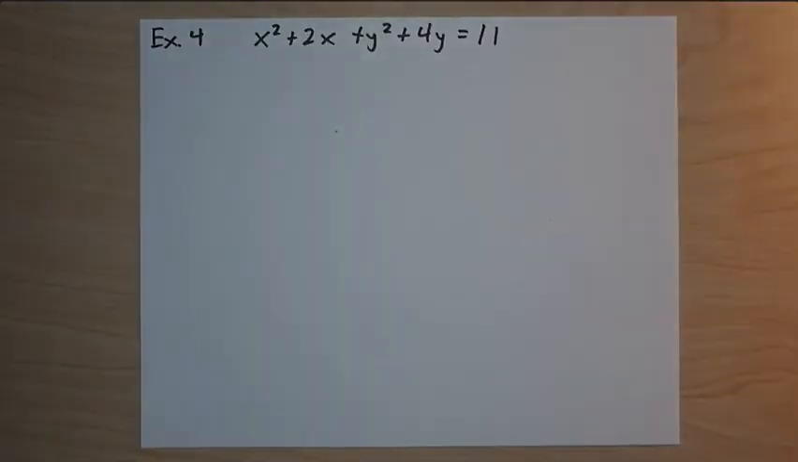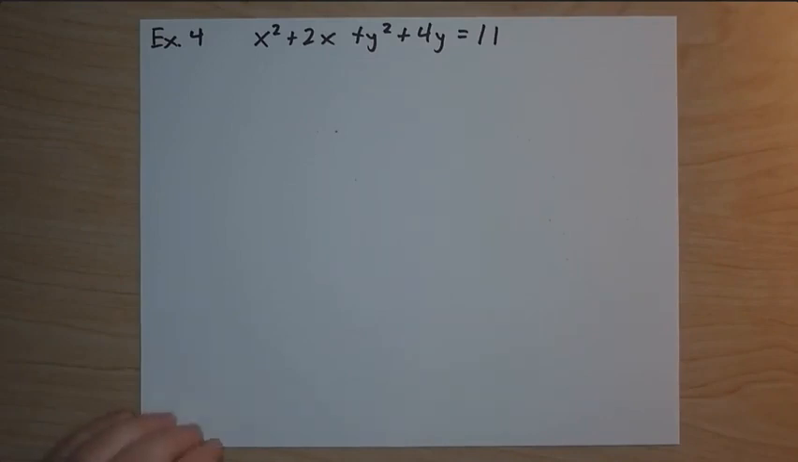This is Lab 22, Example 4. We have the equation of a circle: x squared plus 2x plus y squared plus 4y is equal to 11. This is an equation of a circle in standard form. So in a way you'll see the equation of a circle. We want to find the center and radius of this circle.